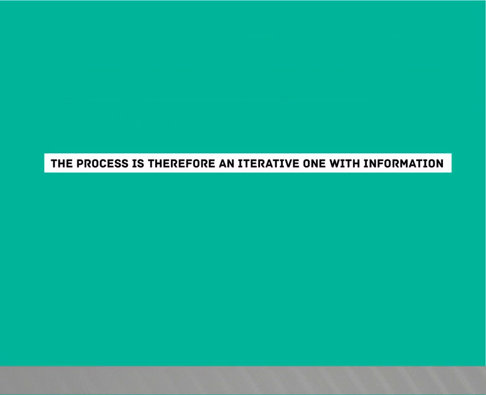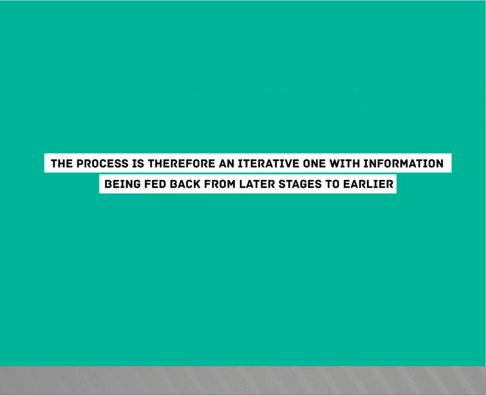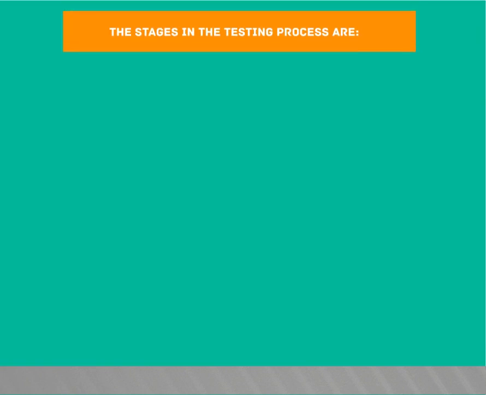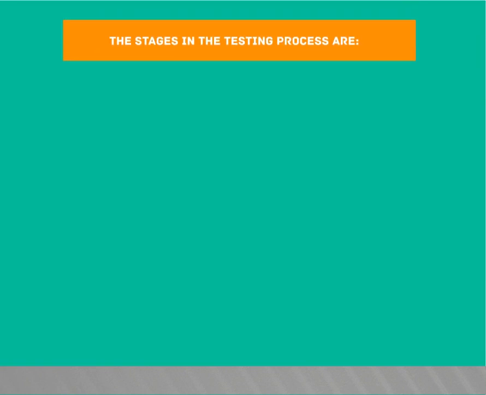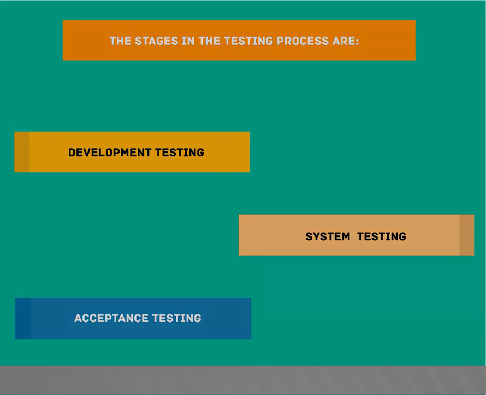The process is therefore an iterative one, with information being fed back from later stages to earlier parts of the process. The stages in the testing process are development testing, system testing, acceptance testing.